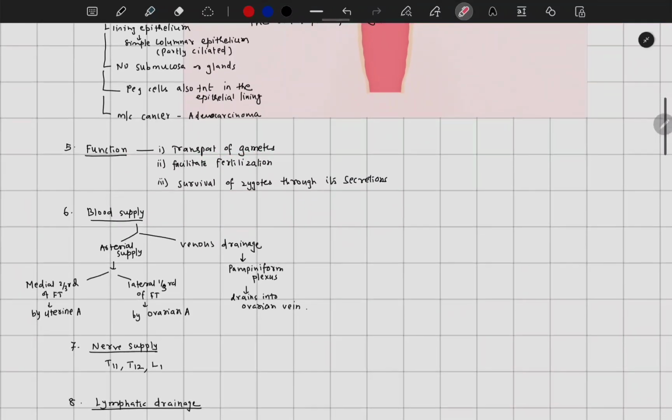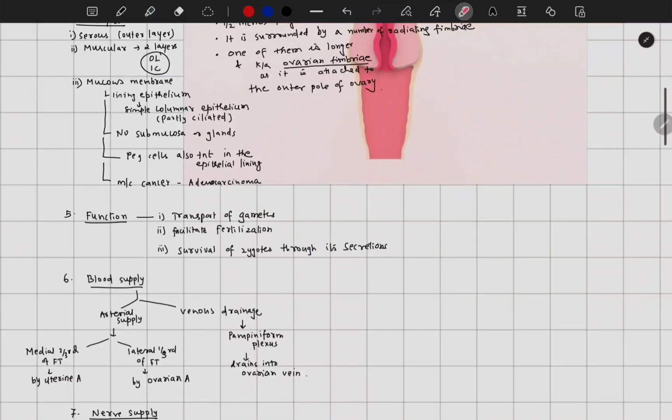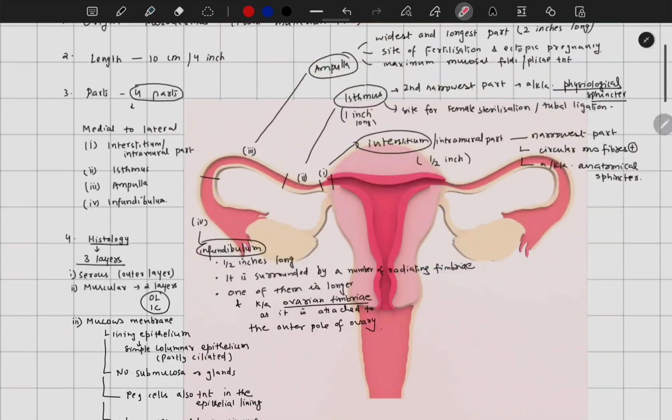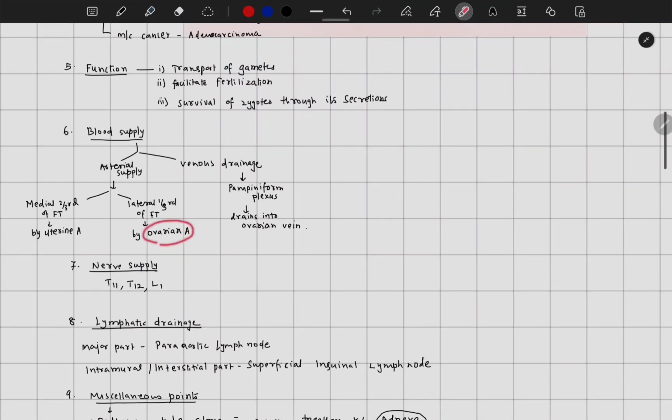Then we move to the blood supply of the fallopian tube. It has an arterial supply and a venous drainage. For the arterial supply, the medial two-third is supplied by the uterine artery, as the uterine artery mainly supplies the uterus but also supplies the medial two-third of the fallopian tube. The lateral one-third is supplied by the ovarian artery, as we can see here. This is the ovary, supplied by the ovarian artery, so the lateral one-third is also supplied by the ovarian artery.